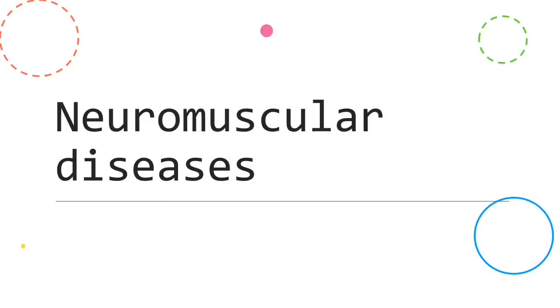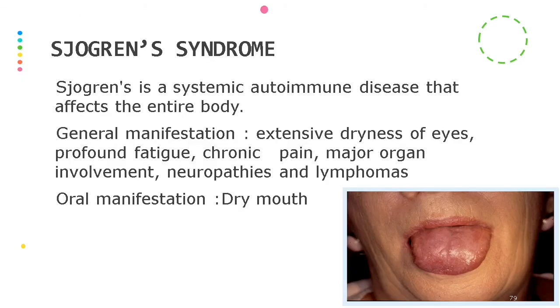So I'll be talking about neuromuscular diseases. The first disease is Sjogren's syndrome. Sjogren's is a systemic autoimmune disease that affects the entire body. A few of the general manifestations of this syndrome are extensive dryness of eyes, profound fatigue, chronic pain, major organ involvement, neuropathies, and lymphomas. One of the oral manifestations is dry mouth.